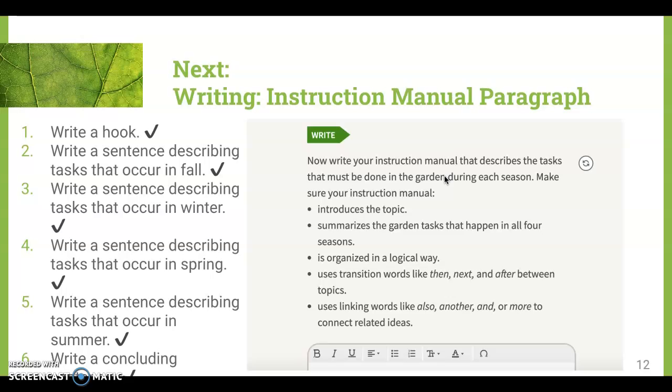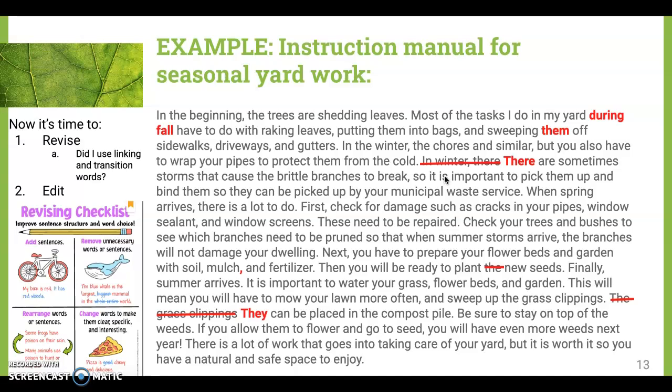Let's look at the writing. As you know, we already wrote a hook yesterday to start our paragraph. We also wrote sentences describing the tasks that occur during each season. Finally, we wrote a concluding sentence. So today, we are going to revise.